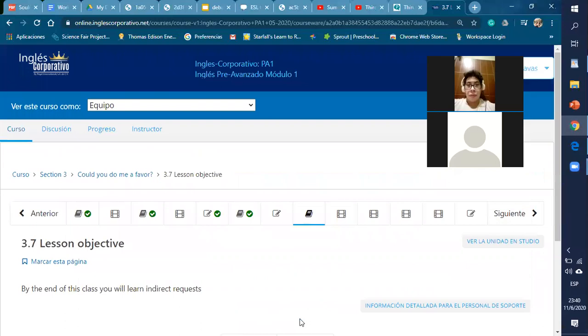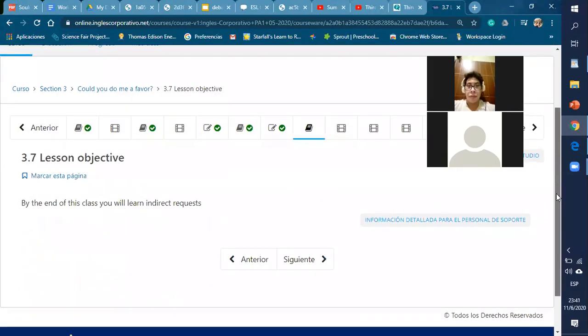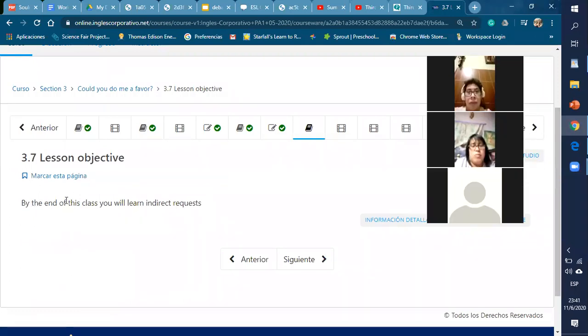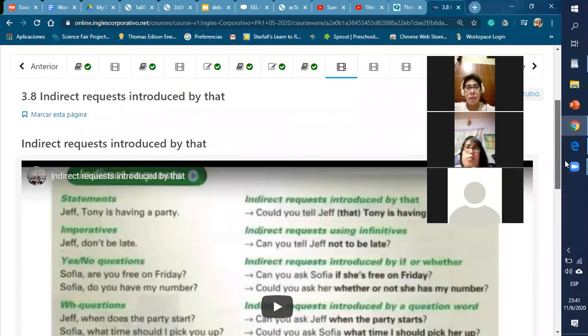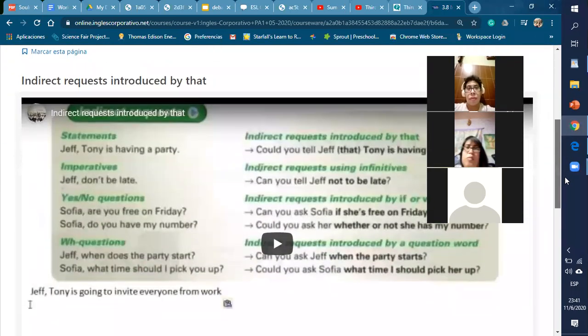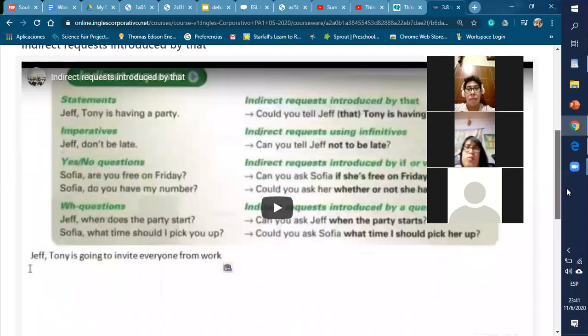Okay. Now, fun topic to get started with. I'll read the objective. It's so short. By the end of this class, you will learn indirect requests. Do you know what those are? No? Well, we're going to know right now. We'll see what it is about.